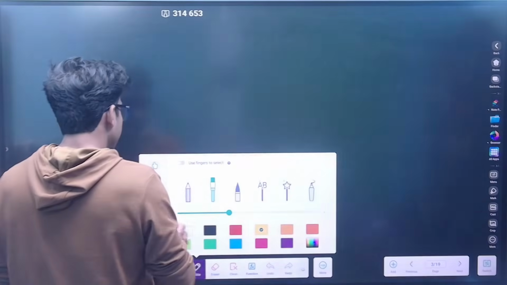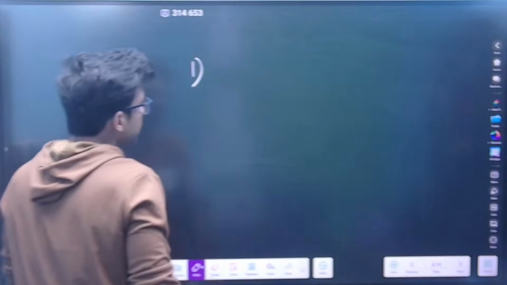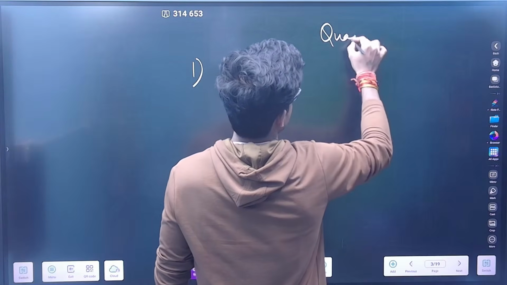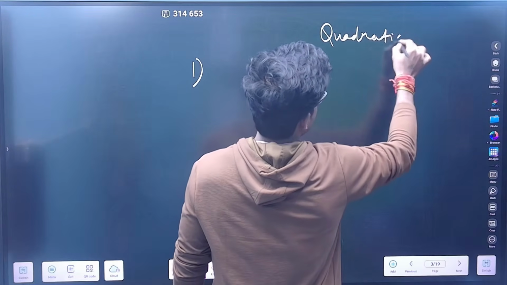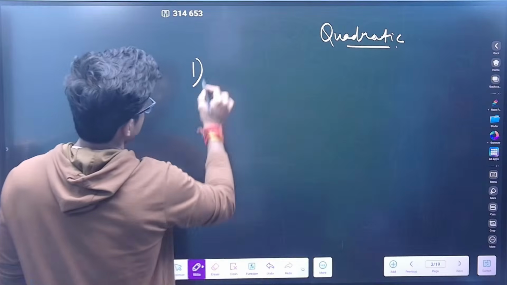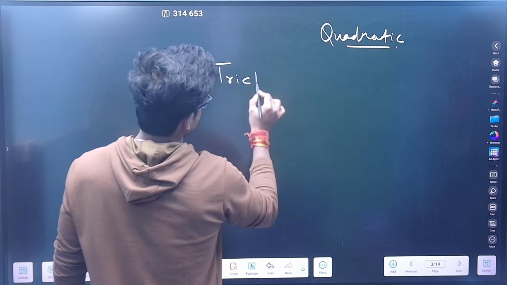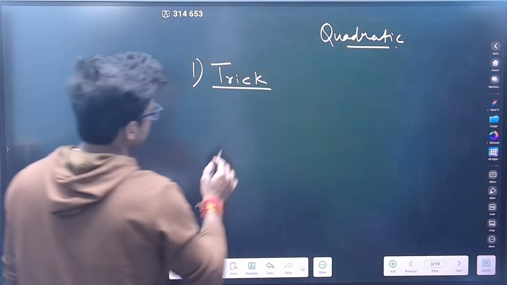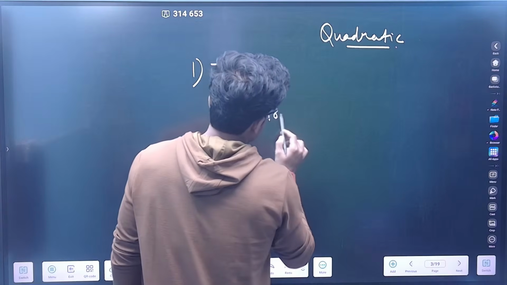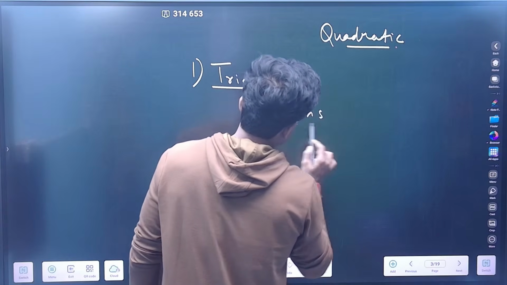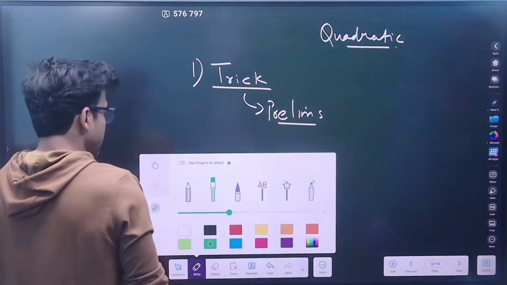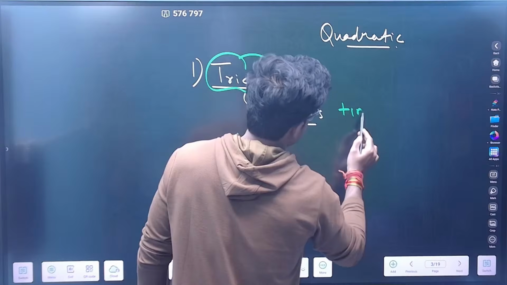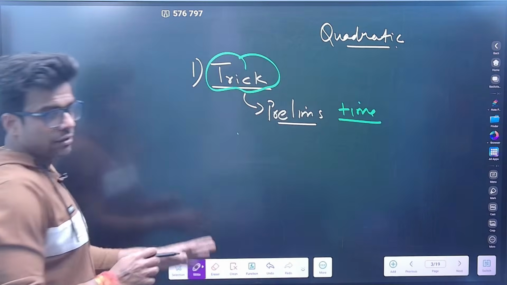Let's come to know the first part. In this quadratic equation, what you need to understand first is that there is a trick, guys. There's a trick also of knowing the sign. You should know such tricks because when you give prelims exams, this saves your time. So irrespective of time, you can note this down.